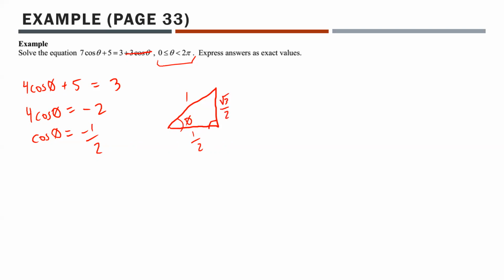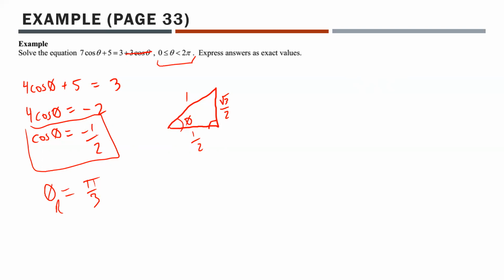And therefore, since cosine theta equals negative 1/2, that tells us that our theta, this angle right here, must be 60 degrees, or in other words, in radians, pi over 3. That's our reference angle, okay?